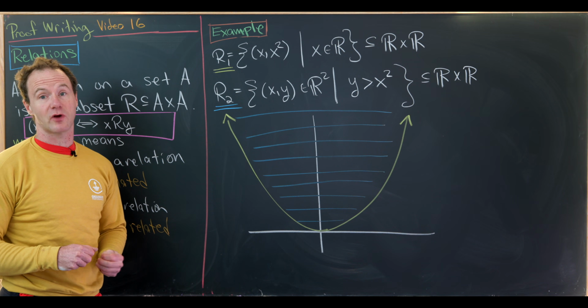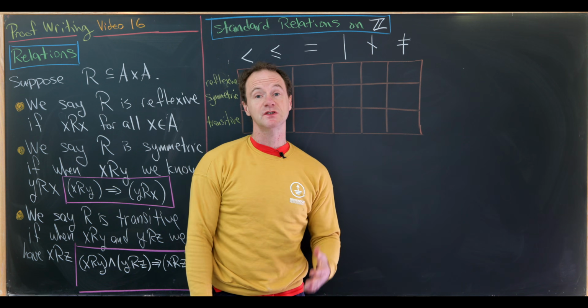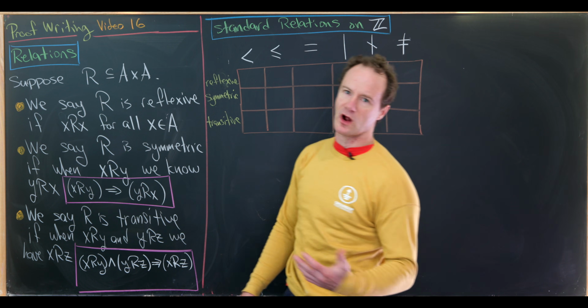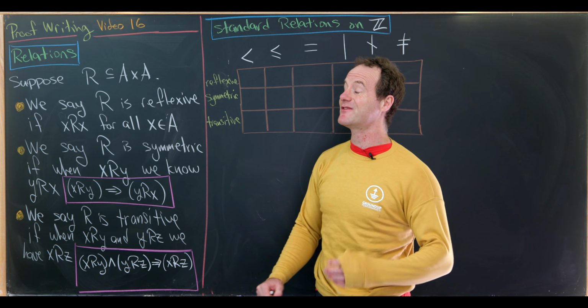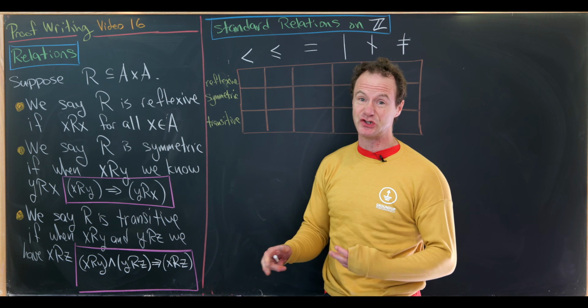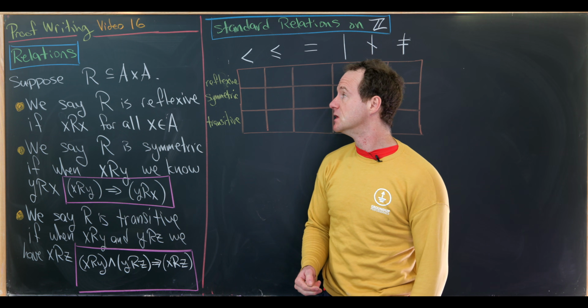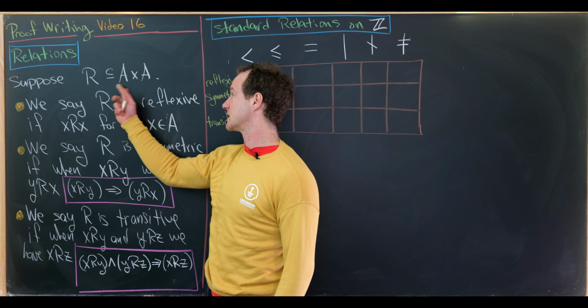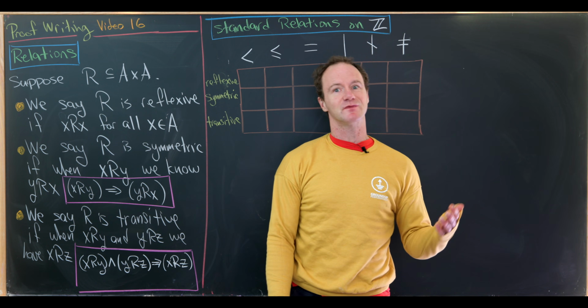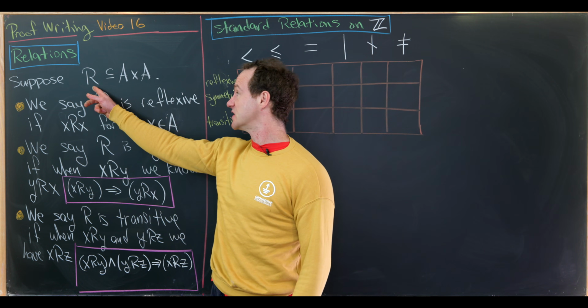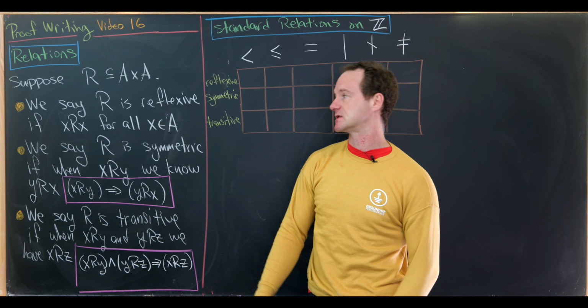Now let's look at some properties that relations can have. There are three very important properties that a relation might have. And if it has all three of those properties, it's super special, and it's the type of relation that we'll talk about next time. So let's suppose we have a relation, we'll call it R. Let's just recall again that that just means that it's a subset of A cross A.